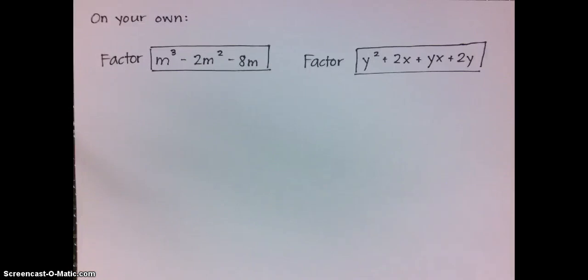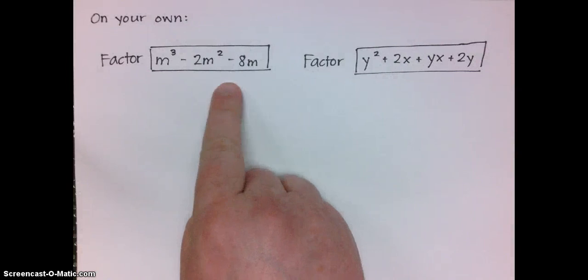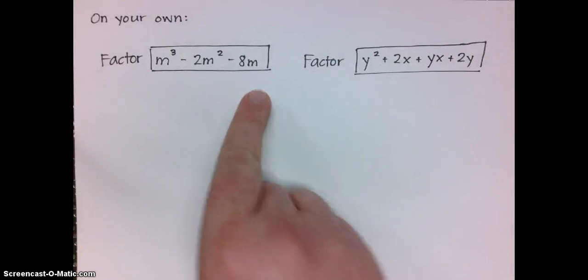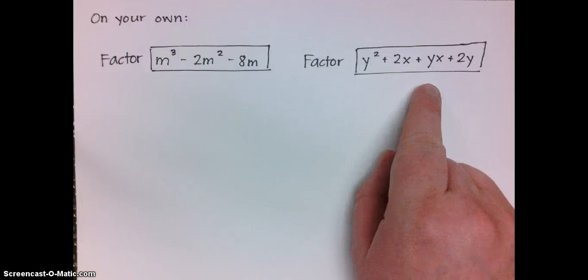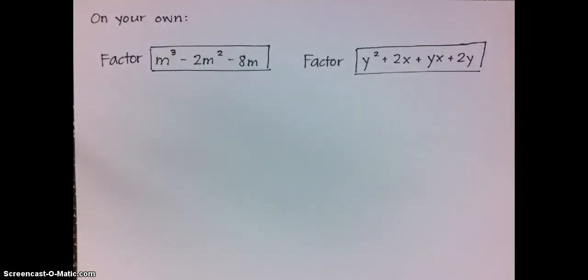So I'm going to leave two of them for you that I'd like you to try on your own. m cubed minus 2m squared minus 8m is the first one, and also y squared plus 2x plus yx plus 2y. So come with any questions you might have to school, and I will help you out.